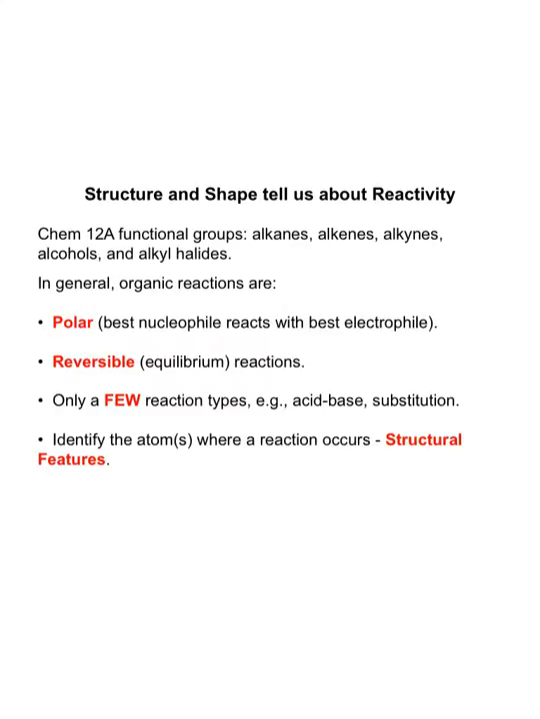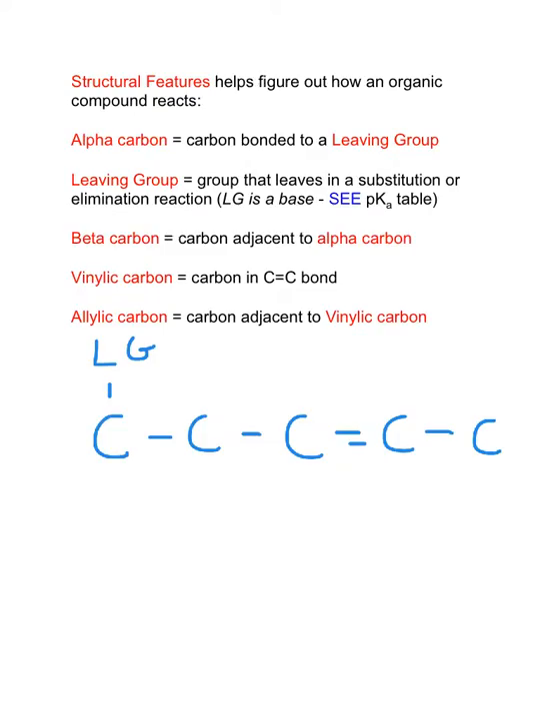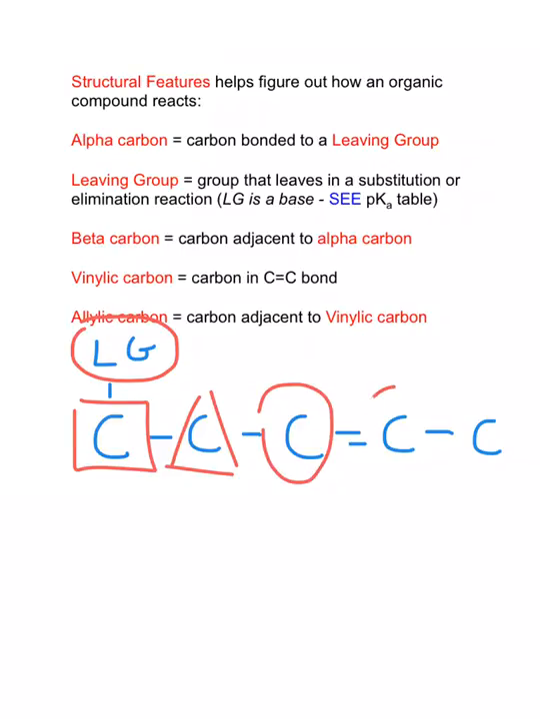Structure and shape tell us about reactivity. Remember that most organic reactions are polar, they're reversible, and there are only a few reaction types: acid-base, substitution, elimination, and addition. And if we can identify those structural features, we can determine how a reaction occurs. The structural features include the leaving group, which is a weak base for a good leaving group, the alpha carbon, the beta carbon. You also look at vinylic carbons and the allylic carbon.